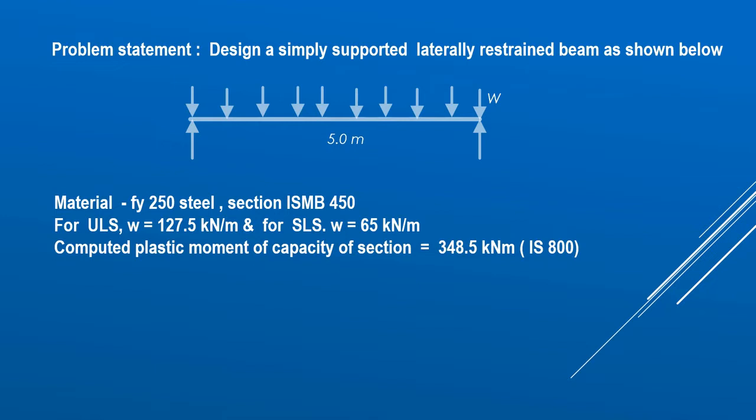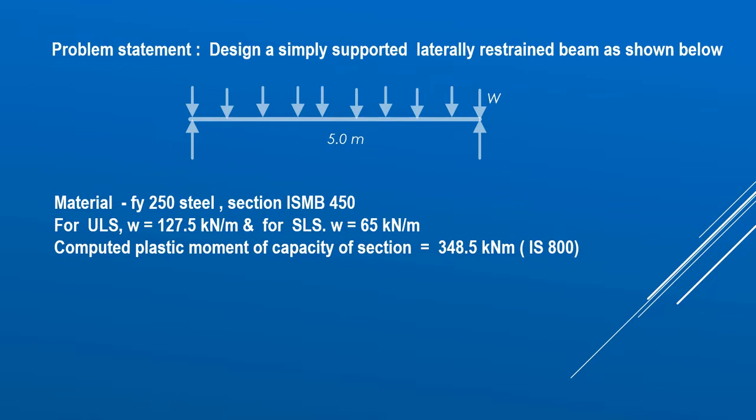So let me first of all provide you the problem statement. In Idea Statica Member, we need to verify a simply supported laterally restrained beam shown here. The beam has a span of 5 meters and the section adopted for the beam currently is ISMB 450, which we need to verify, and the material used is Fy 250 steel grade. And for the ultimate limit state, the value of the uniformly distributed load, that is a design load, is 127.5 kilonewton per meter, and for the serviceability limit state, W is calculated to be 65 kilonewton per meter.